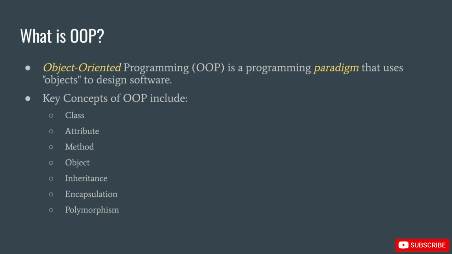Then there's inheritance, where one class can inherit attributes and methods from another; encapsulation, which is the principle of bundling data with the methods that operate on it; and polymorphism, allowing methods to be used in different ways across different classes.